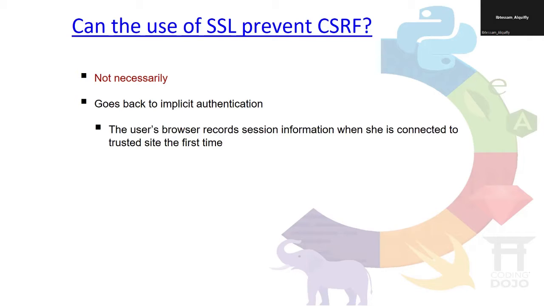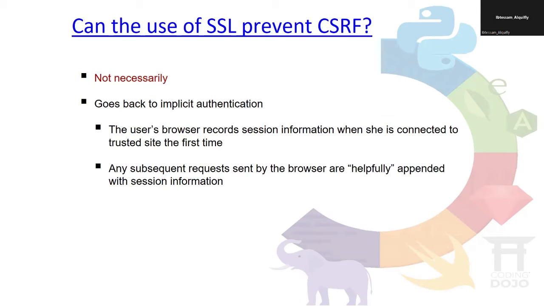So this is another thing we need to look at. The user's browser records session information when she is connected to the trusted site the first time. Subsequent requests will be encrypted, but no one will check whether it is coming from your browser or from someone else. So this is not going to help here. Okay.